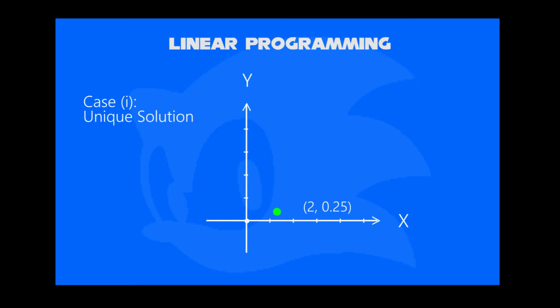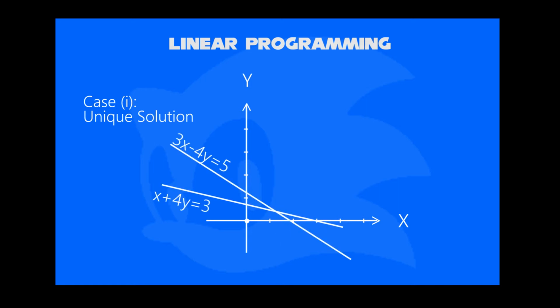4y equals 3. When we put x equals 0, then y equals 3 by 4, or 0.75. The mark 0 and 0.75 lies on the y-axis. Similarly, on the x-axis, we get 3 and 0 as a point. And the second equation, 3x minus 4y equals 5. On the y-axis, putting x equals 0, then we get a point 0 and 1.25. On the x-axis, we get a point 1.66 and 0. Thus, we will join these straight lines for these equations.